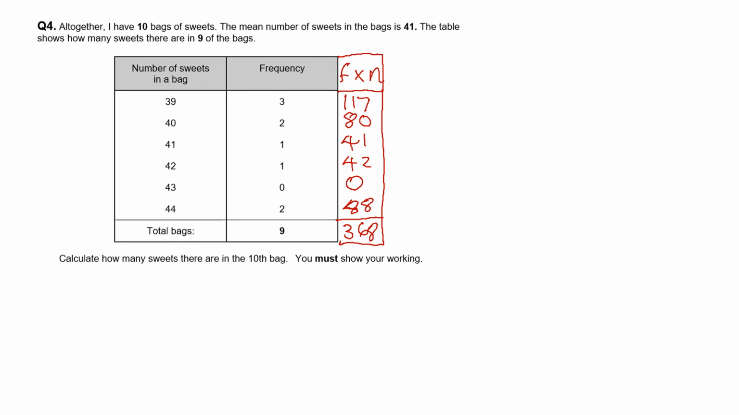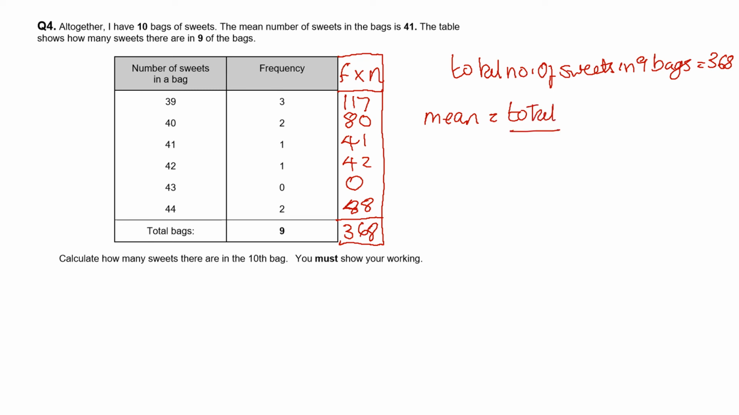Now that 368 is the total number of sweets in 9 bags. We've got 10 bags altogether, and we have been told that the mean number of sweets in those 10 bags is 41. Now, knowing that the mean is equal to the total divided by the number of instances, we know that we can work out the total from that.